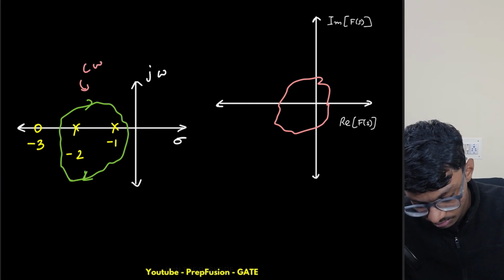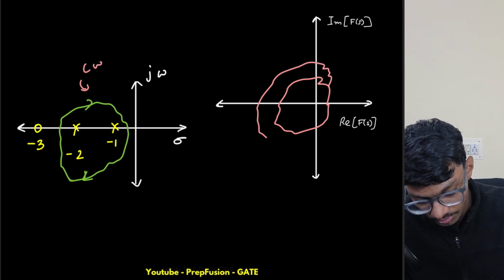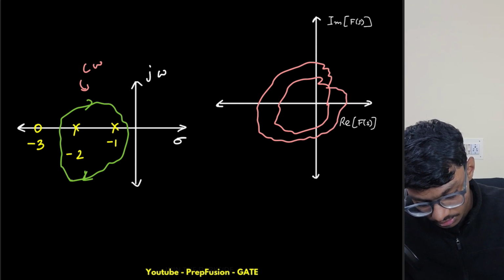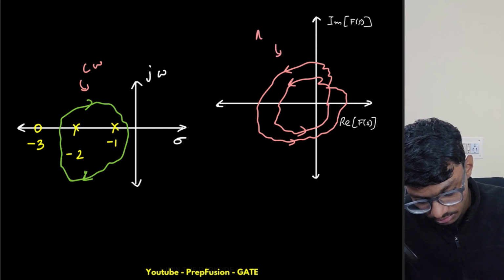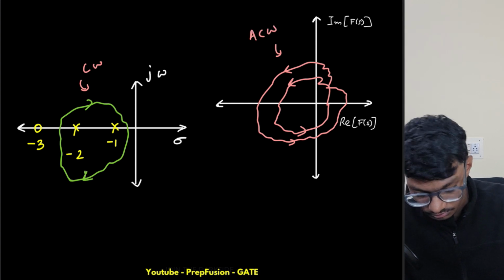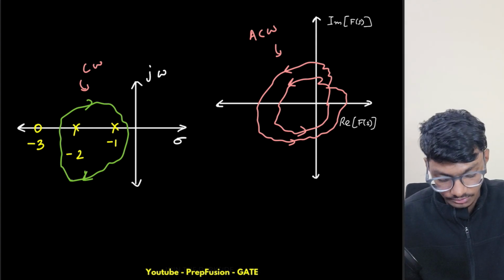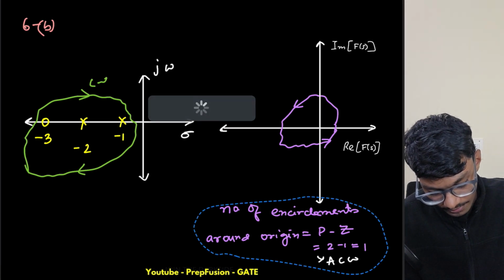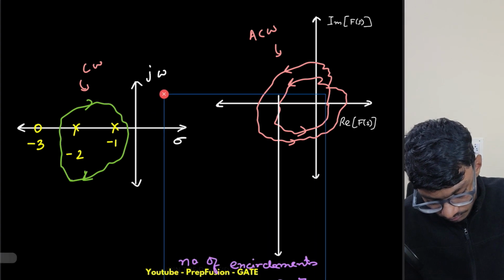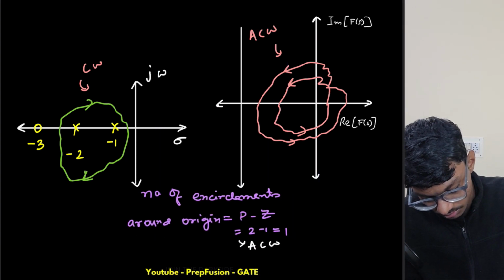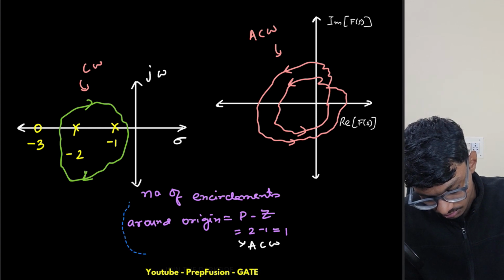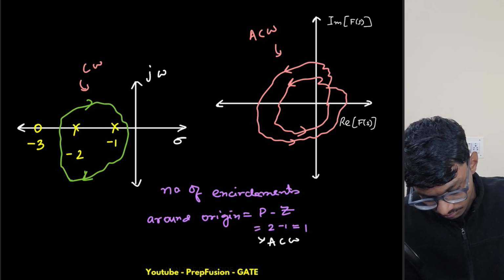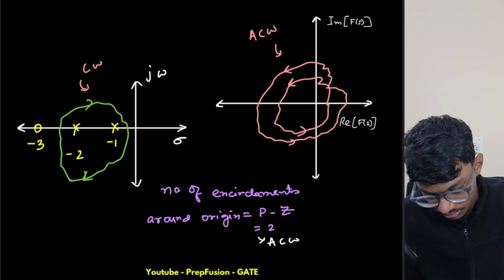Okay, so they will be in the anti-clockwise direction, both of them. So here I can write that the number of encirclements around the origin is 2, in the anti-clockwise direction.